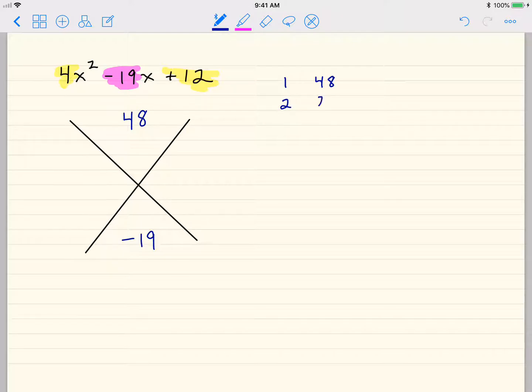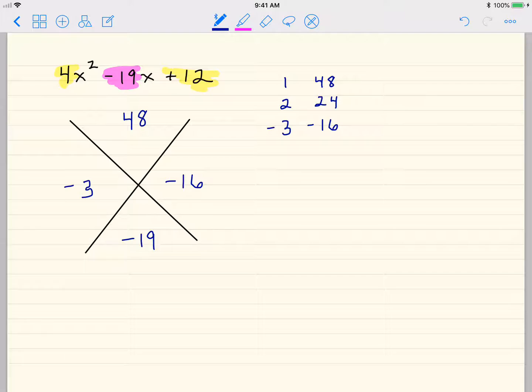2 times 24 would also give me 48, but if I added them, I'd get a 26, and if I subtracted them, I'd get a 22. That's not going to give me a negative 19. 3 times 16 is 48, and if I made both of those numbers negative, negative 3 and negative 16, those will multiply to give me positive 48, and they will also add up to negative 19. So those are the factors that I'm looking for, negative 3 and negative 16.